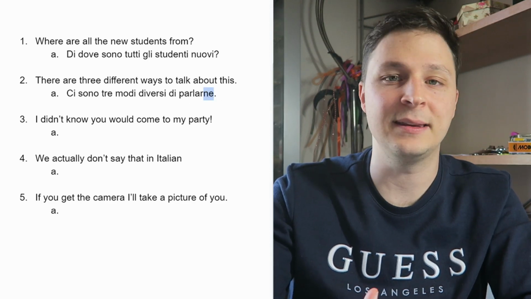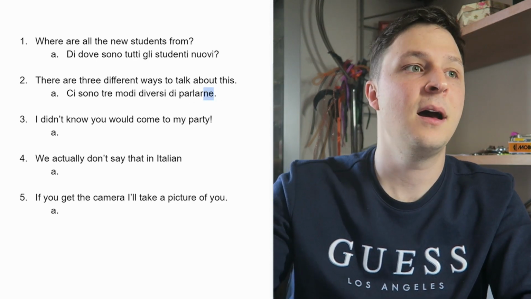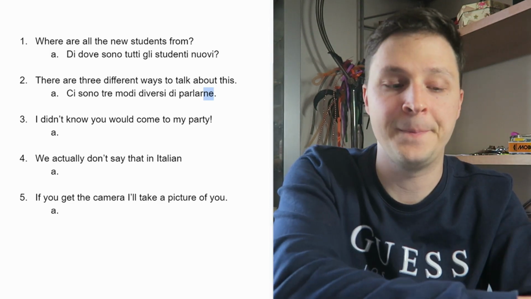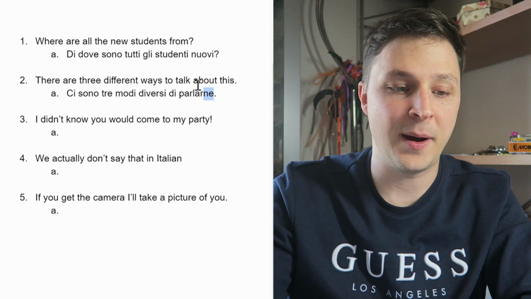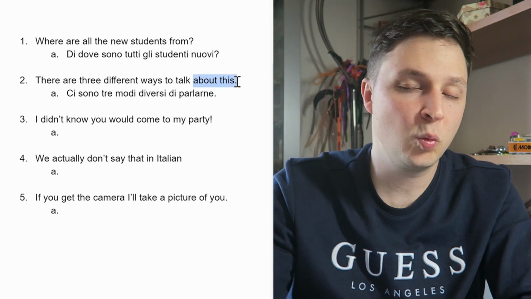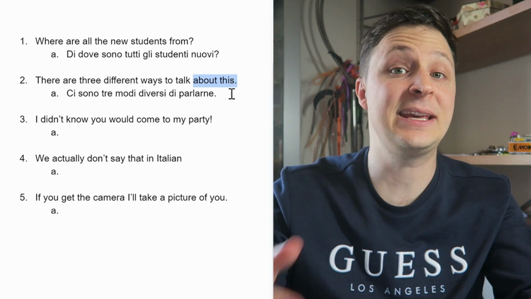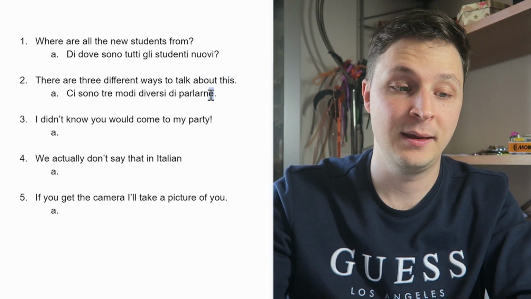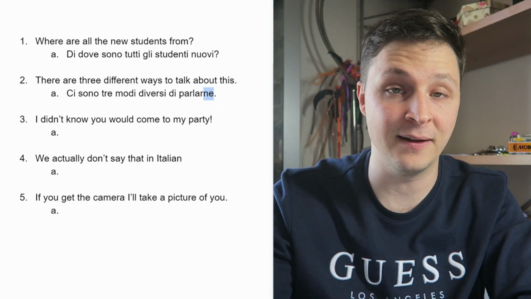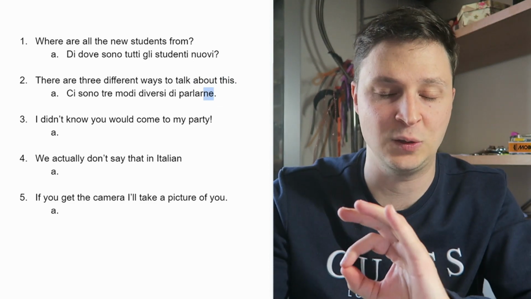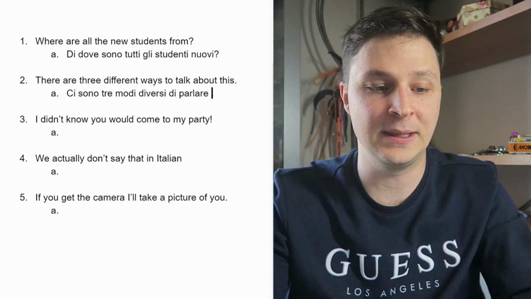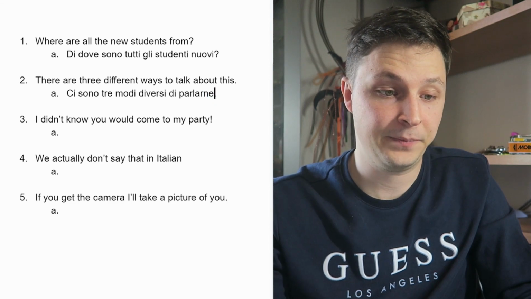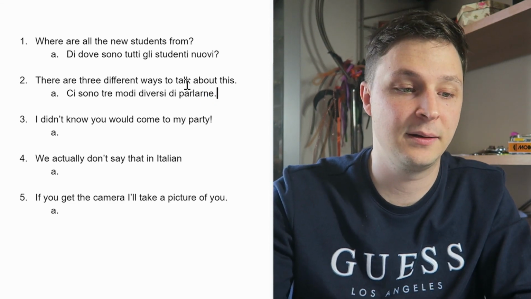Parlarne. What does ne mean? Ne means about it, about them, of it, of them. So instead of saying di parlare di questo, which could also be acceptable, di questo, about this, just shrinks into ne. And then you can attach it at the end of the infinitive parlare, to talk. So instead of parlare di questo, you can say just parlarne. And that's pretty common in Italian.